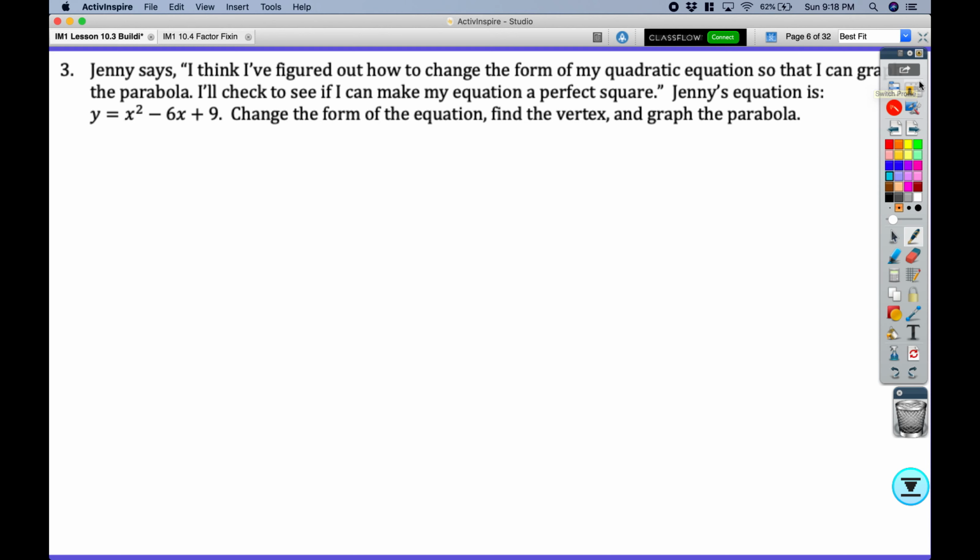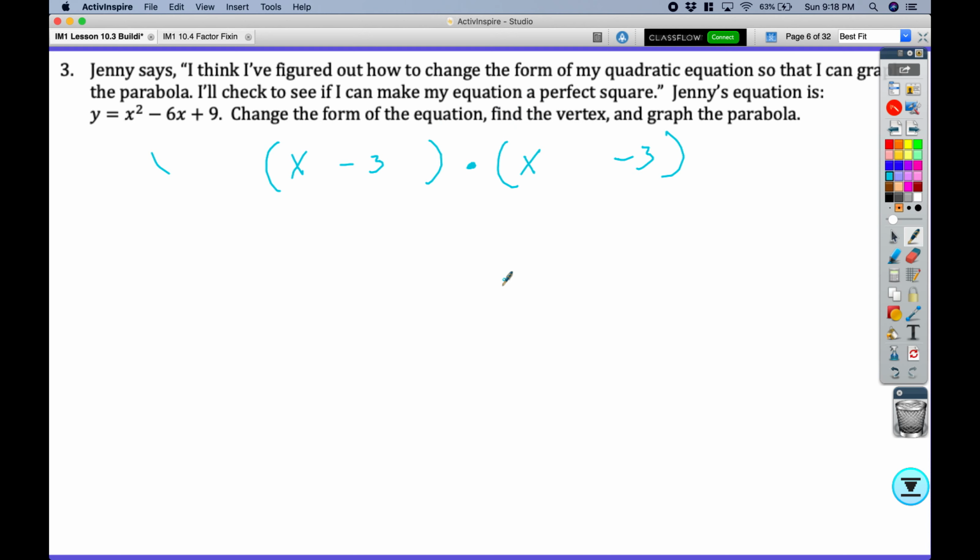Jenny's equation is y equals x squared minus 6x plus 9. All right, so we kind of just went over this, but just as a quick review, you are trying to figure out, if I multiply two binomials to each other, could I get this value? Well, I know these are x's, and these are going to be two regular old numbers, so it would end up looking like this.